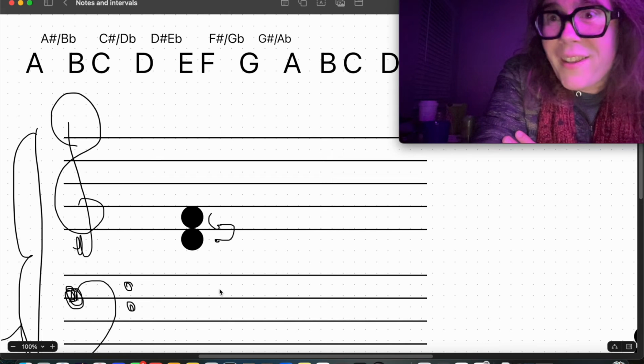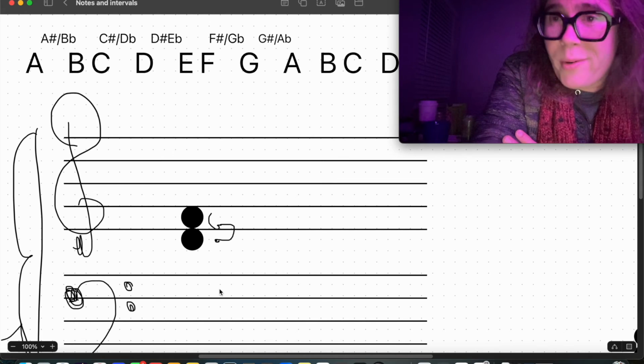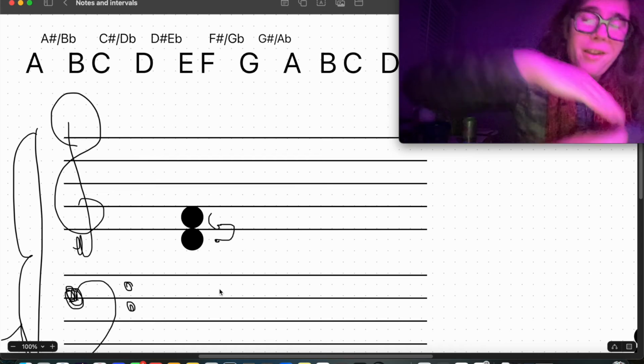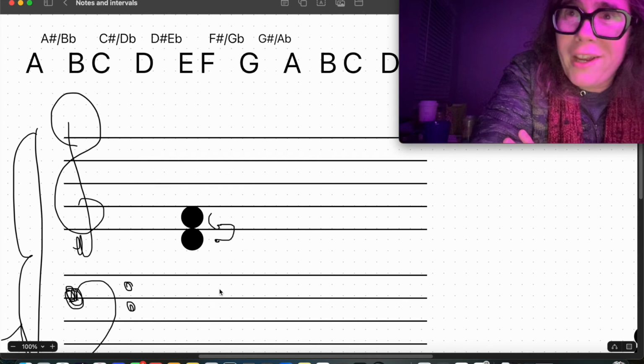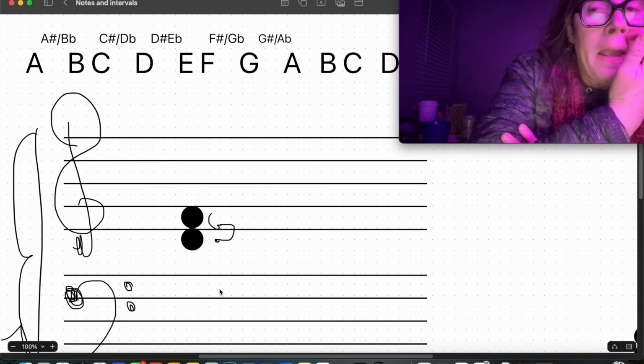I hope that makes sense. There are situations where we have to analyze two notes that are far away from one another, and we might have to use a compound interval.